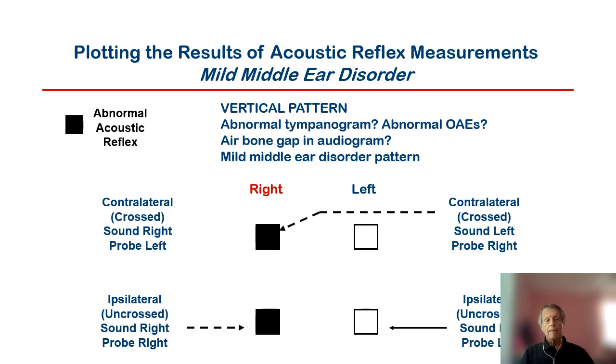In other words, the patient has an abnormal tympanogram of some type, maybe negative pressure, maybe type B tympanogram, maybe a very shallow tympanogram, and we're recording no reflexes whenever the probe is in that same ear. Then the acoustic reflex is actually confirming middle ear disorder. Whether there's an air bone gap in the pure tone audiometry or not, there is some evidence of middle ear disorder that must be investigated.